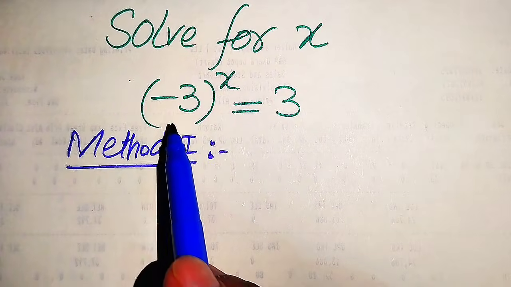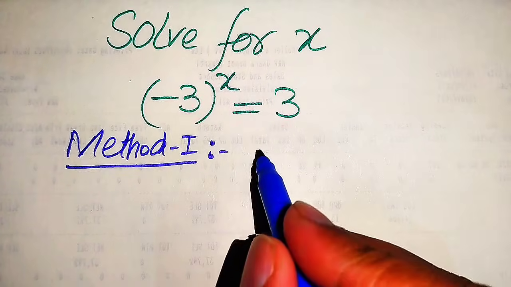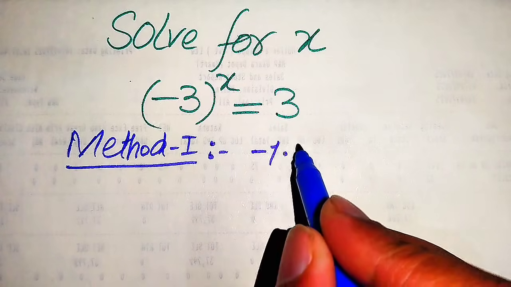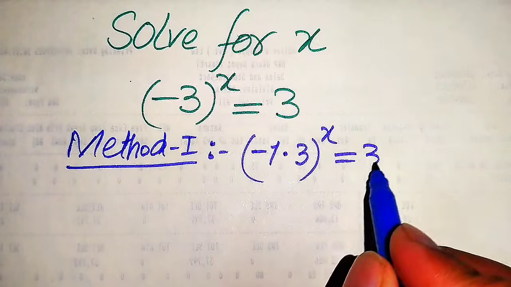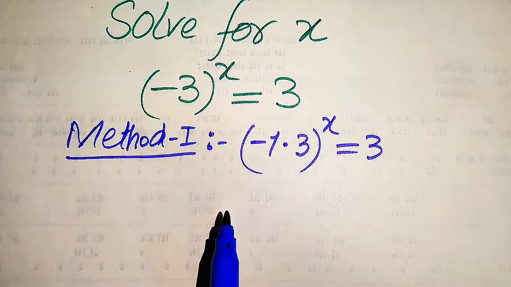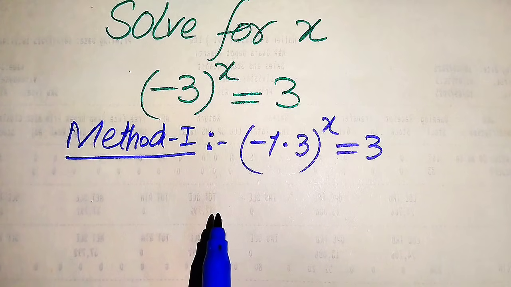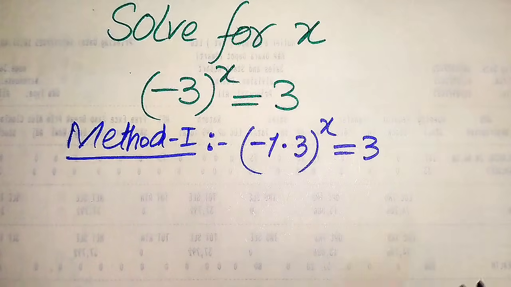Now in the first method, you see here the base of this term is negative, so we write this minus 3 in this form: (-1 times 3) to the power of x is equal to 3. We solve this problem with two methods. In the first method we use the natural logarithm, and in the second method we use the common logarithm.